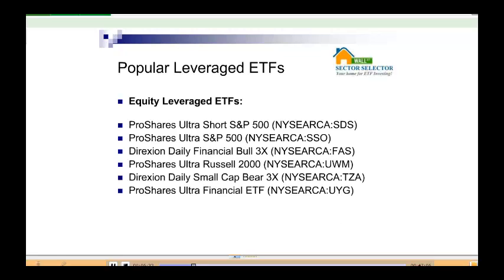So here are my favorite ones, the equity leverage. You have the ProShares UltraShort, SDS. You have the Ultra S&P, which is SSO. Then the Financial Bull is the 3x. You have the Ultra Russell, UWM, Small Cap Bear, TZA, and the Ultra Financials. So you really see how this gives you a wide range of opportunities in any kind of sector you want. You can drill down to financial, small cap, international, emerging markets. You can pick which area you want to be in using these ETFs.